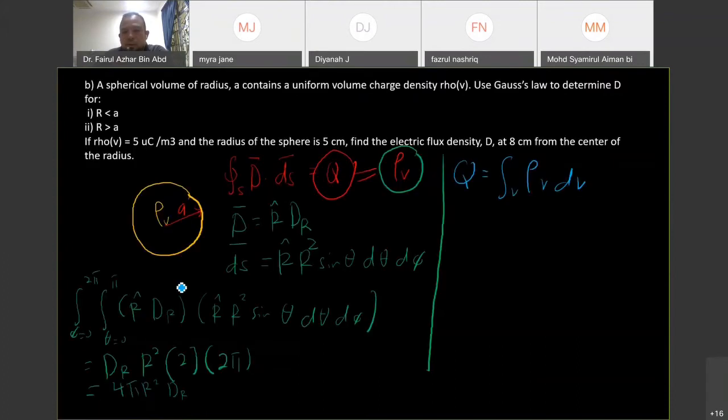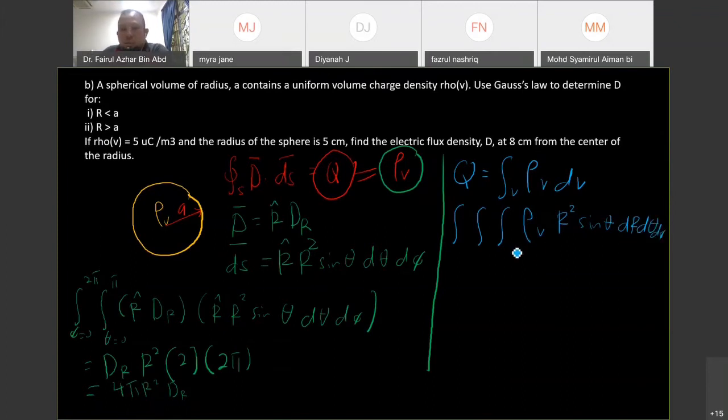Because we need to perform a volume integration, we need to perform a triple integration. We just put the integration first, rho v and dv. We will use the dv that represents our spherical coordinate system: r squared sin theta dr d theta d phi.